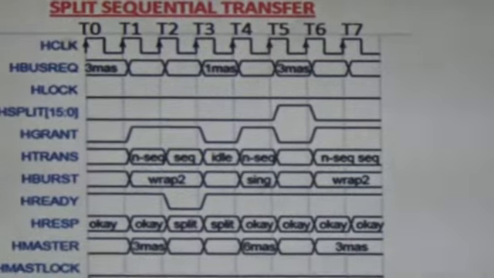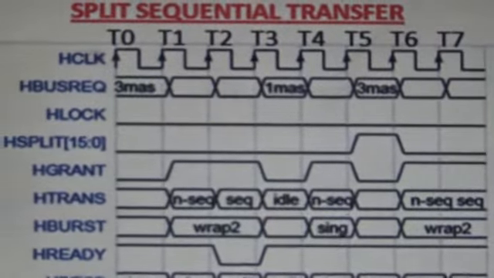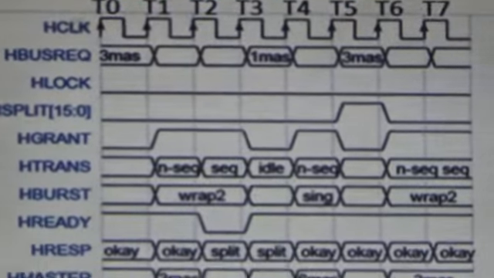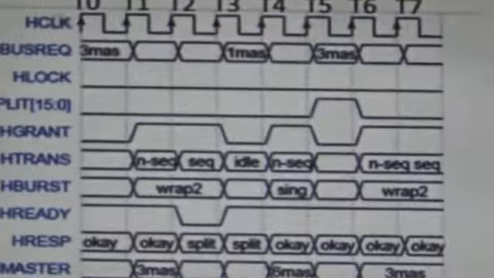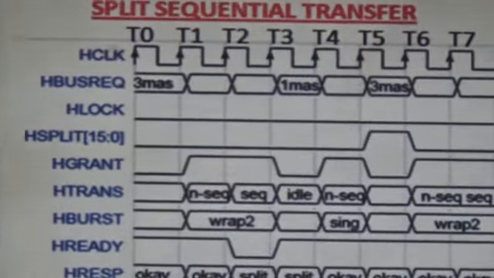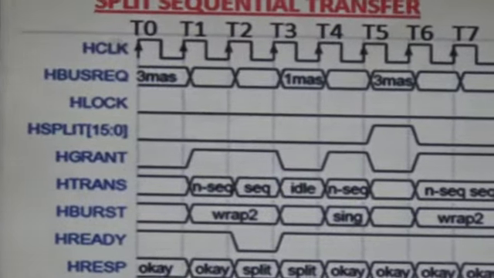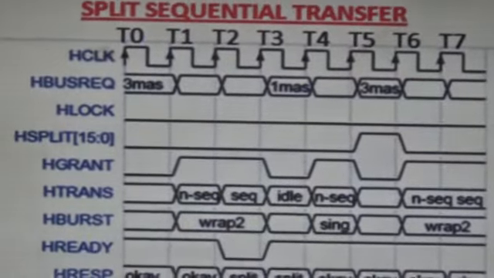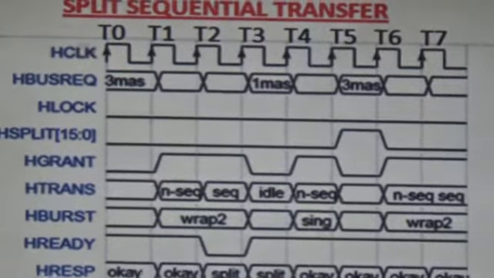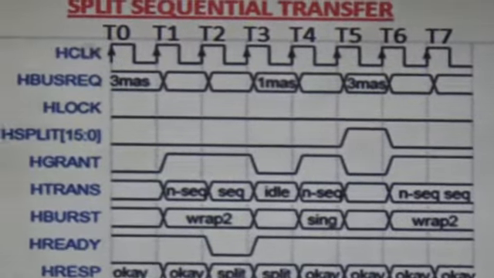In the first clock cycle, initially the bus is free. How can we know that the bus is free? From the HGRANT signal. You can see here that the HGRANT signal is low. Low means that the bus is free. So since the bus is free, all the masters send the bus request to the arbiter. The third master, which is given the highest priority, also sends a request in the form of a bus request to the arbiter.